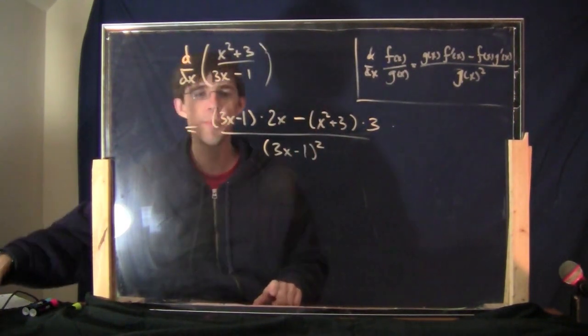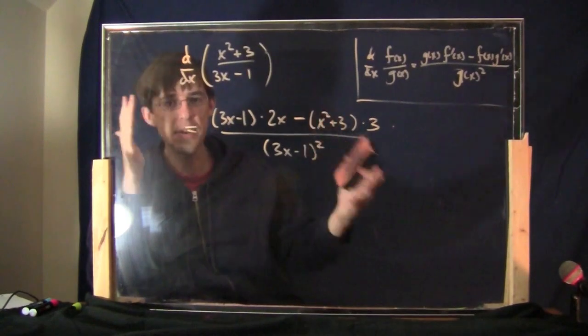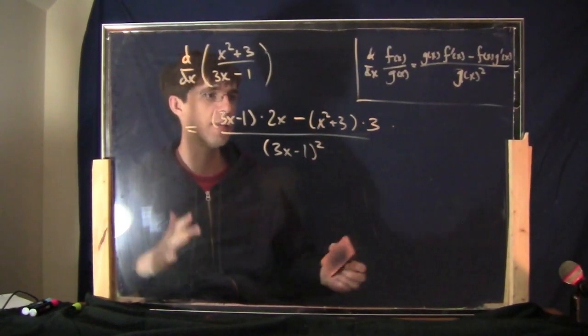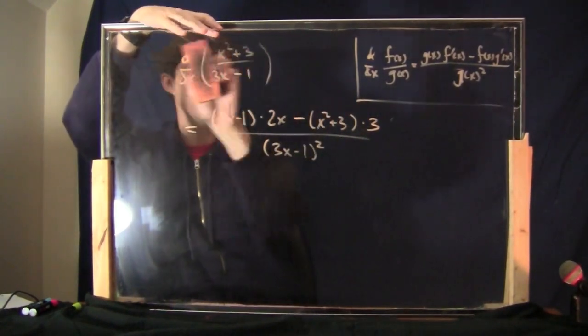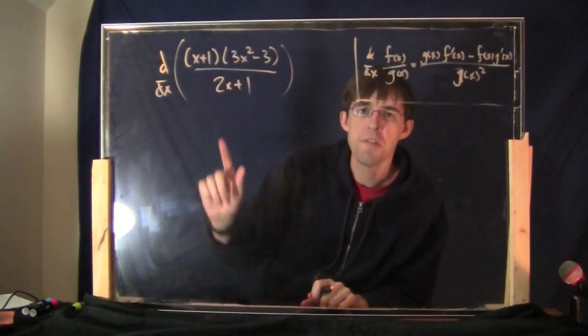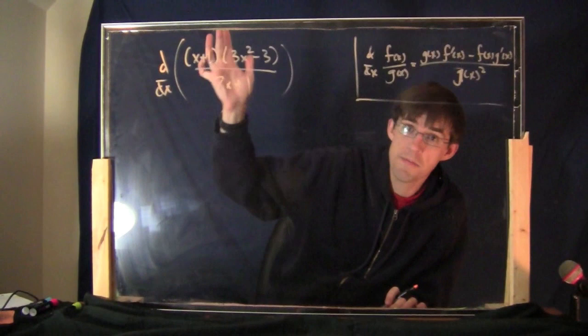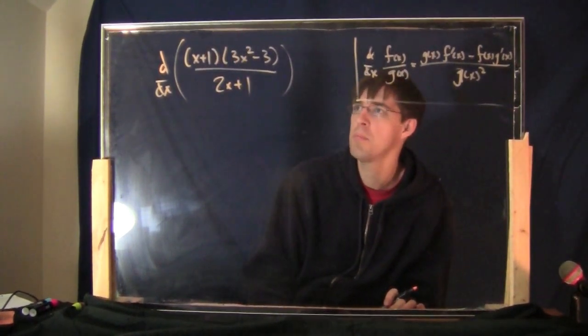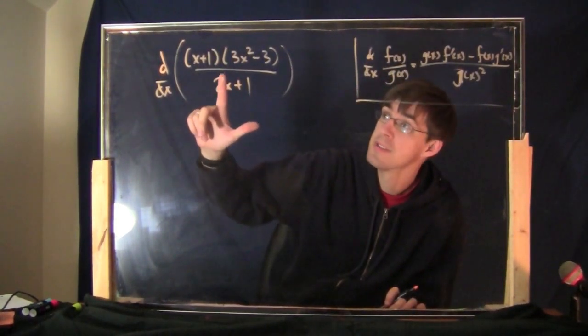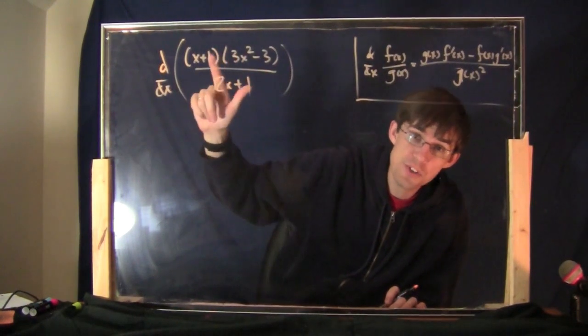Let's try one that's a little bit harder. This is kind of a standard quotient rule example. Let's do a fancier one. All right, here's a fancier one. You're still going to have to use the quotient rule. Obviously, it's a big fraction, so you're going to do the quotient rule at some point. What's fancier about this is on the top is also a product.